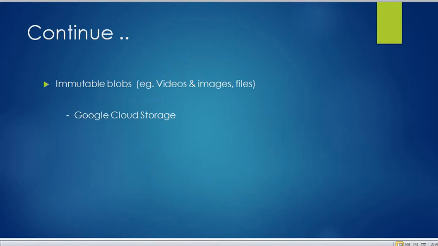So the next one is to store immutable blobs like videos, images and files. For this type of storage we can opt for Google Cloud Storage. So we will discuss more about this in a while.